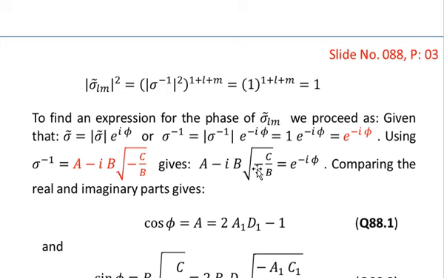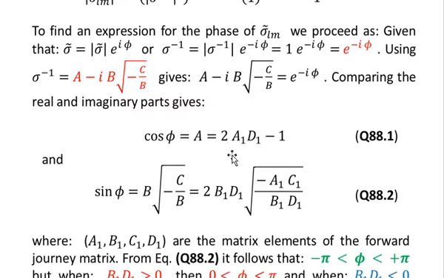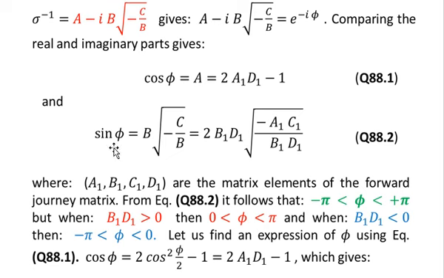So this is the expression, and we can compare the real and imaginary part of this expression. So comparing the real part, we get cos of phi is equal to A, which is equal to 2 times A1 D1 minus 1, and the imaginary part will give you sine of phi is equal to B multiplied by the square root of A minus C over B. And if you represent C and B in terms of the A1, B1, C1, D1 matrices, then you will have sine of phi is equal to 2 times B1 D1 multiplied by the square root of minus A1 C1 over B1 D1.